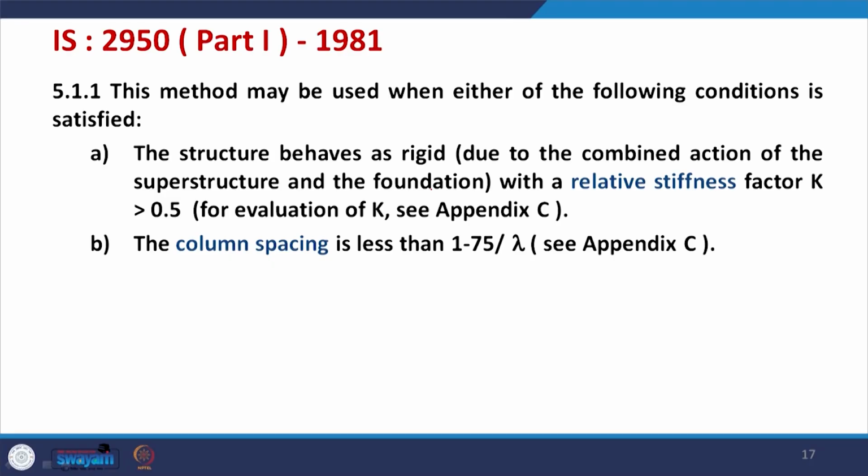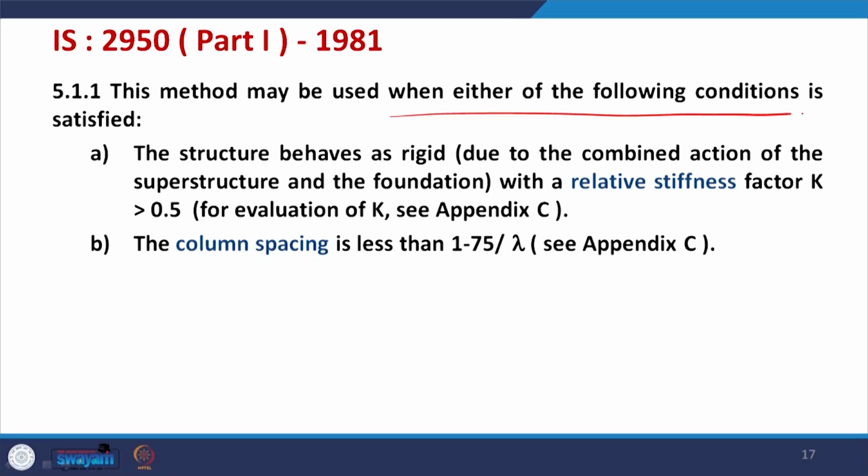Now, these are the assumptions of this method. There are conditions, and if those conditions are satisfied, then we can use this method and go ahead. So, what are the conditions in which this method can be applicable? This method, which is called the rigid foundation or conventional method, may be used when either of the following conditions is satisfied. That means, out of A and B, if any one of the conditions is satisfied, then you can go for this method. It is not necessary that both conditions need to be satisfied.